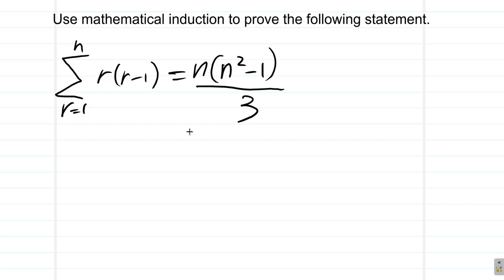Use mathematical induction to prove the following statement. The sum from r equals 1 to n of r times (r minus 1) is equal to n times (n squared minus 1) divided by 3. Alright.